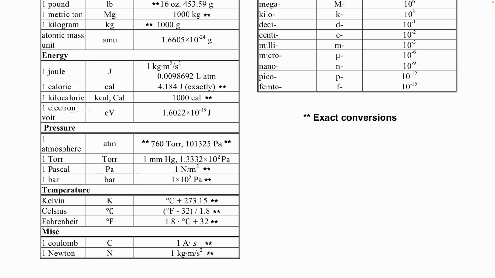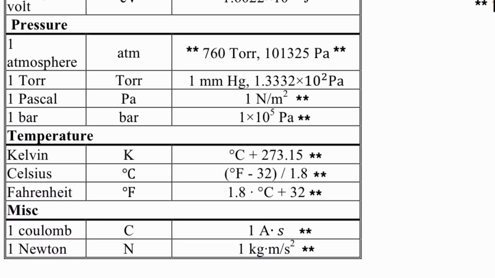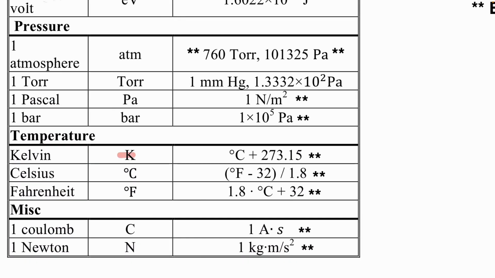All right, if we look, we have our conversion for Kelvin here, where Kelvin is equal to degrees Celsius plus 273.15. All right, this magic number, 273.15. We take our temperature in degrees Celsius, we add 273.15. That's our temperature in Kelvin.